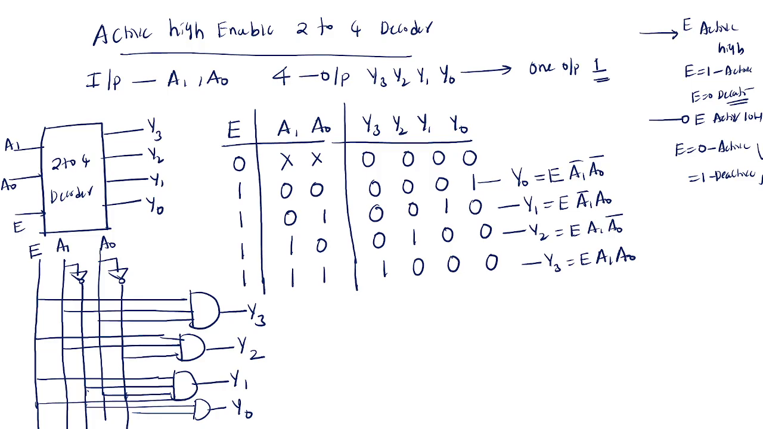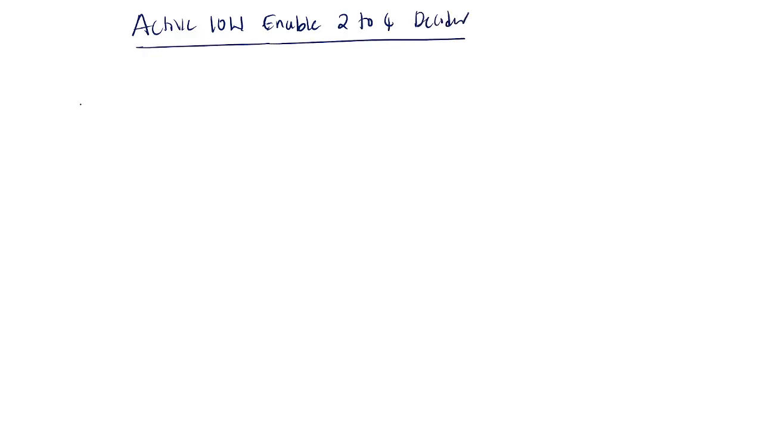Okay. Next, active low enable 2 to 4 decoder. Active low enable means what? When the enable signal E equals 0, the decoder will be in active state. Okay, so one of the output combinations will be 1.